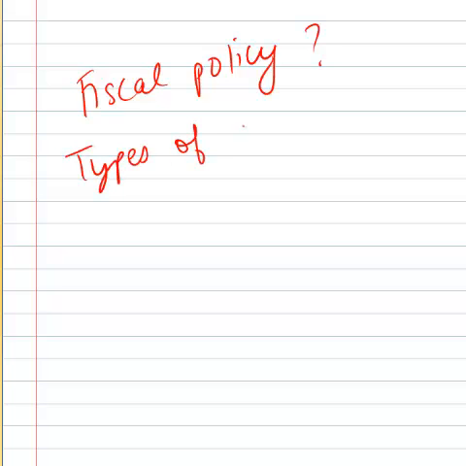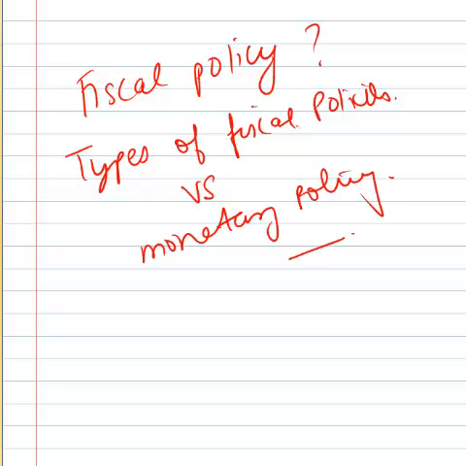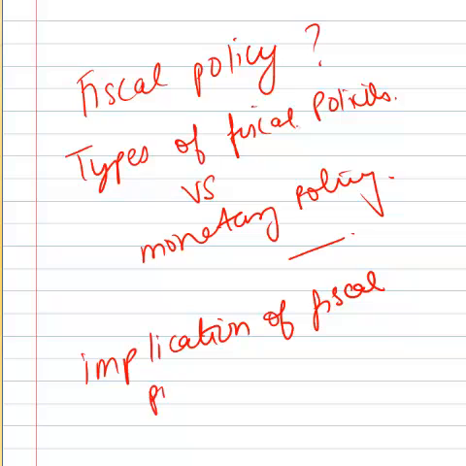So in this video, or in this series, we will be discussing the economics for the preliminary examination, that is CSAT. In this video, first we will talk about fiscal policy. What is fiscal policy? Then we will discuss types of fiscal policies. And then we will talk about the difference between fiscal policy and monetary policy. After doing this, we will be discussing the implications of fiscal policy on the economy.